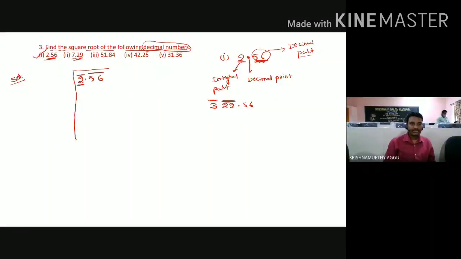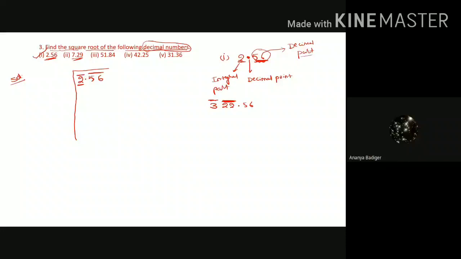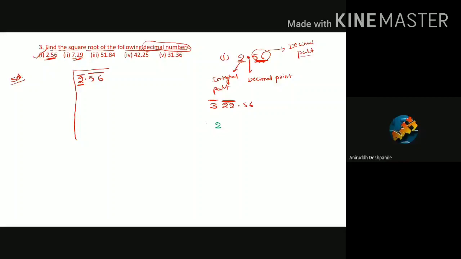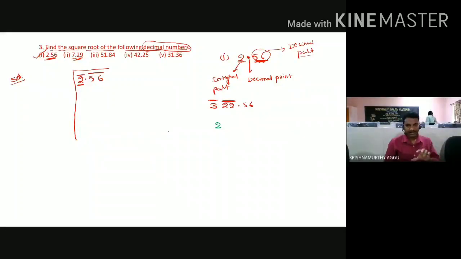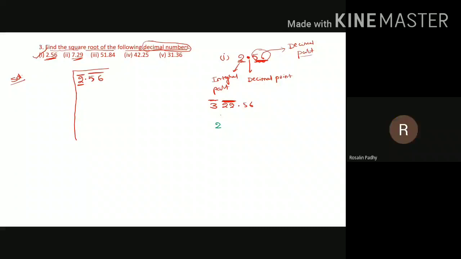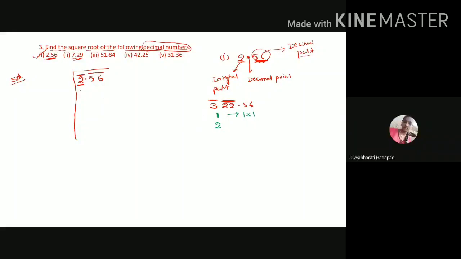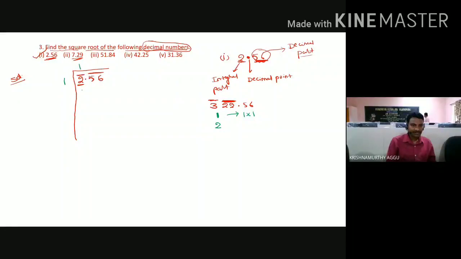Next process, take the first bar below. What is the number you have? 2. Is 2 a perfect square number? No, sir. What is the perfect square number before 2? 1. 1 is a perfect square number before 2. So 1 can be written as 1 into 1. Yes or no? Yes, sir. Right. So one time, that is one time how much? 1.